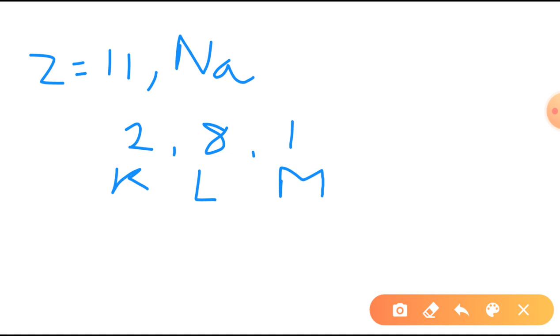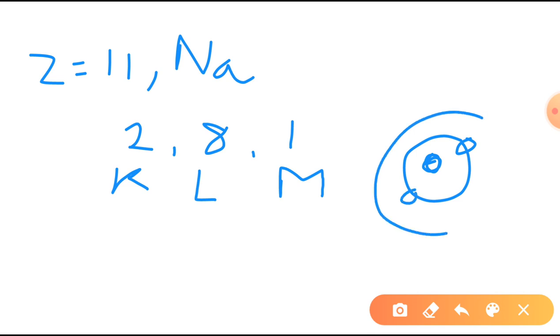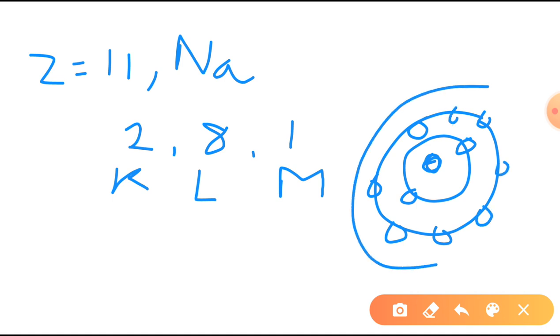Now we will draw it. Let's say this is our nucleus. Here, this is the first shell, the K shell, which has 2 electrons. This is the L shell which I am making right now. It has 8 electrons, so I am making 8 circles for that: 4, this is the 5th one, 6th, 7th, and here the 8th. And this is our M shell, which has just 1 electron. So this is the electronic configuration for sodium, students.